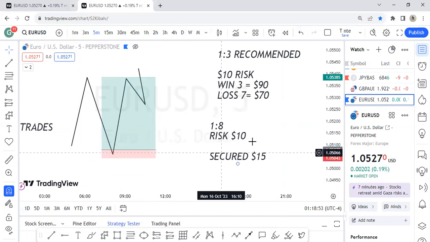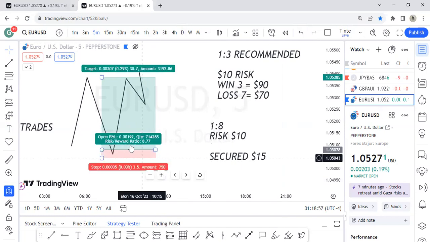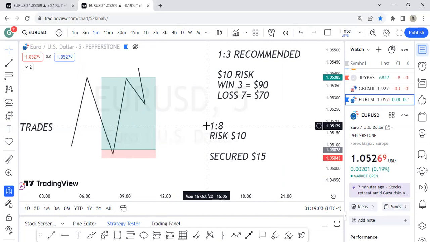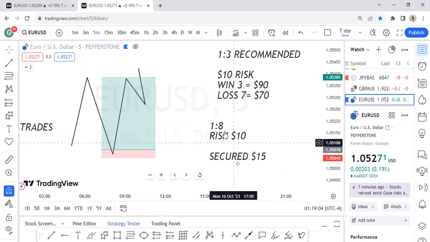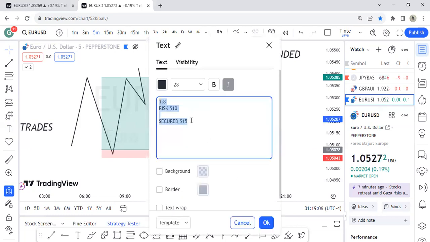That means if the market should take you out, when you do that, you can go break even. You can move your stop loss to your entry and then go break even. So now this means that even if the market reverses on you, you have still secured $15. So now if you want to hold for the full TP, what will happen?